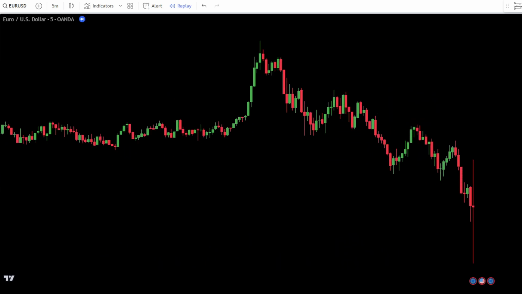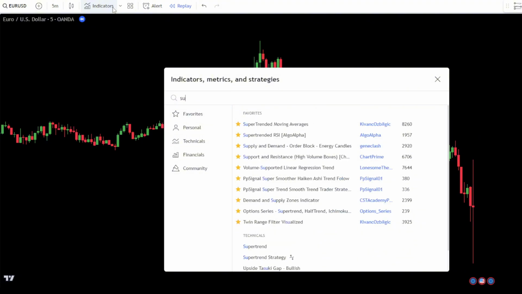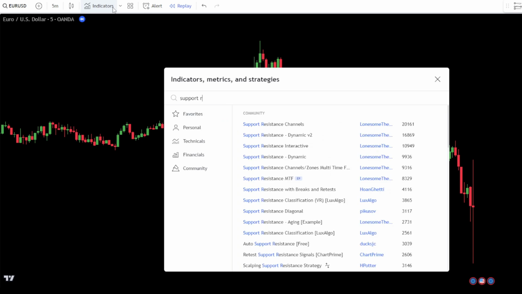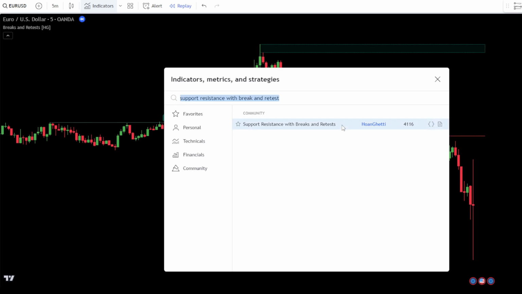To use this breakout trading strategy, you can start by accessing Tradingview. Then, go to the Search Indicator tab. In the Search Indicator tab, type Support Resistance with Break and Retest. After that, select the Support Resistance with Break and Retest indicator by Hoang Hedy.